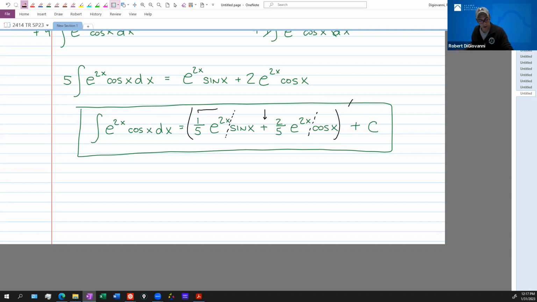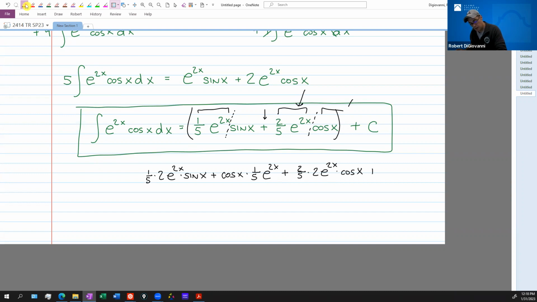Okay, so I take the derivative of all this first. This is 1/5 times 2e to the 2x, that's the derivative of the first one, times the second one, plus the derivative of the second one, which is the derivative of sine, which is cosine, times the 1/5 e to the 2x. All that plus, now I'm doing product rule on this. The derivative of that is going to be 2/5 times 2e to the 2x times cosine x, and then plus the derivative of cosine, which is negative sine x, times the 2/5 e to the 2x.